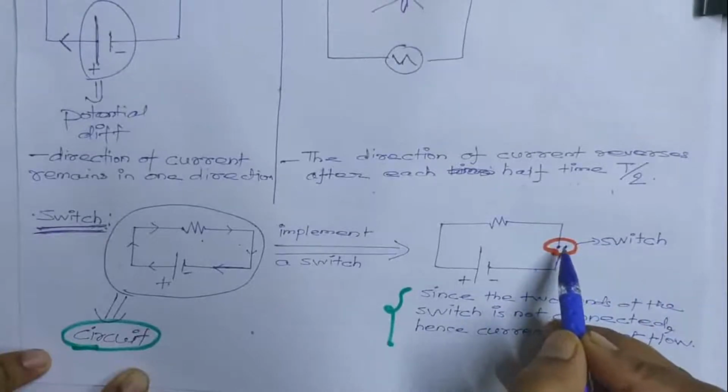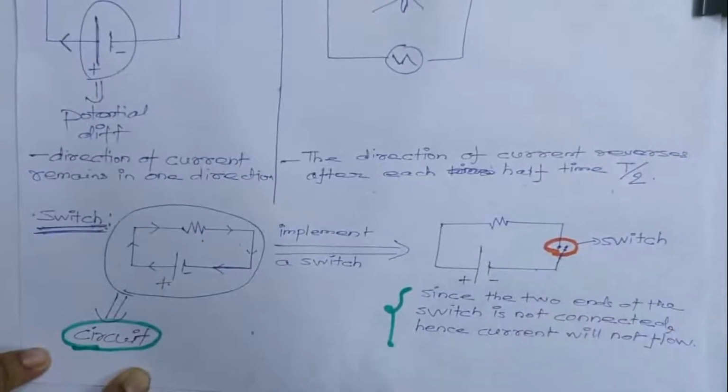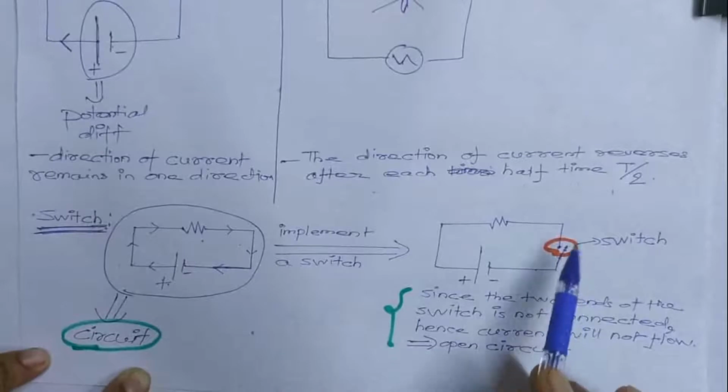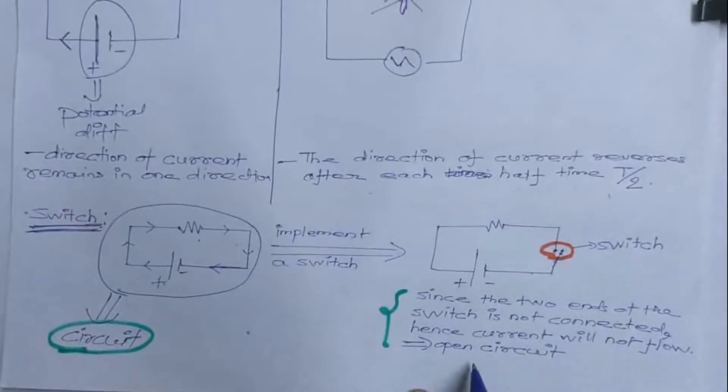You can say this represents an open circuit. We call it an open circuit. The circuit is open, so current will not flow. Open circuit, that means current will not flow. It is as simple as that.